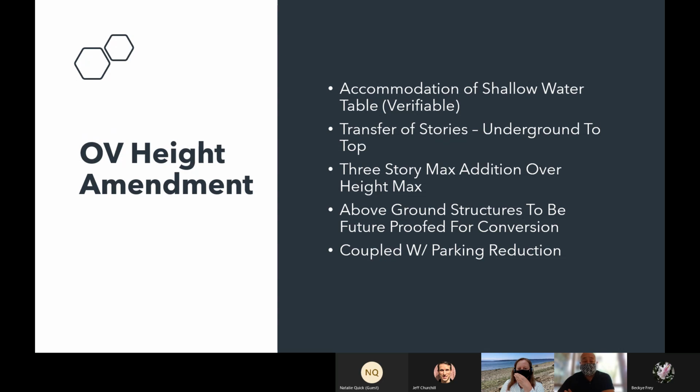Part of this, as a caveat, is that the above ground structures need to be future proof so that they can be converted to future usable space if parking is no longer needed in the future. Additionally, we would only approve this with a parking reduction down to the very bare minimum.